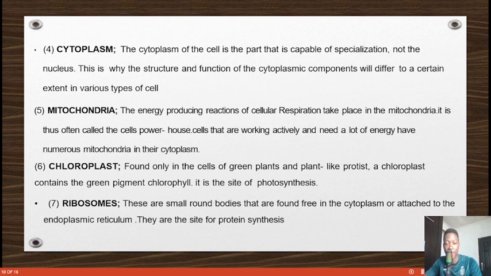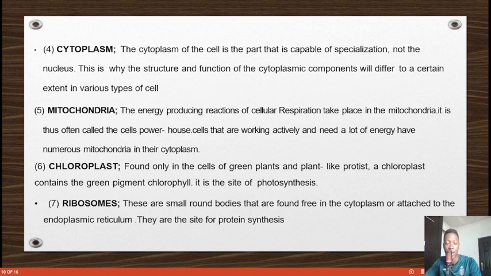Great. Number 5 is the mitochondria. This is where cellular respiration takes place. As you know, this is where energy is gotten. So the energy producing reaction takes place in the mitochondria. Please let us know that. When you hear mitochondria, just think of powerhouse, like NEPA, like PHCN. It is the one producing all the energy, right?